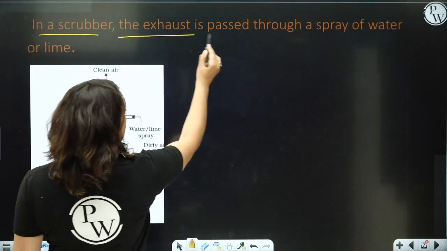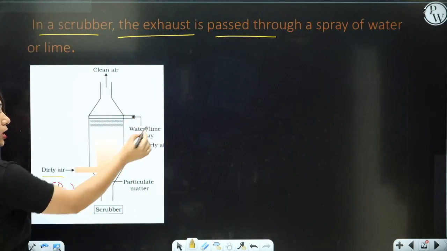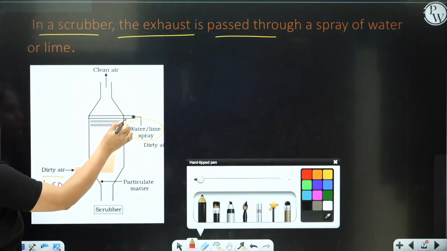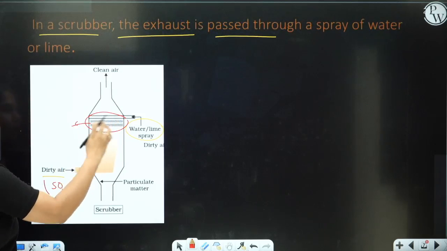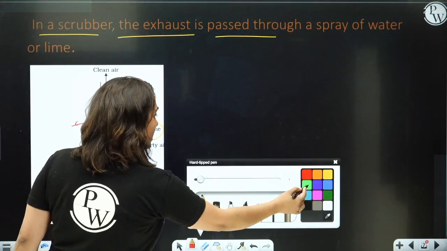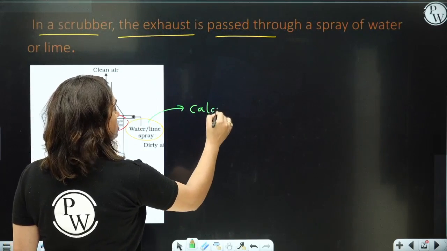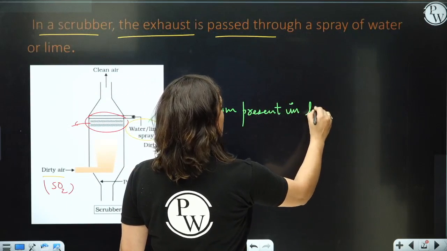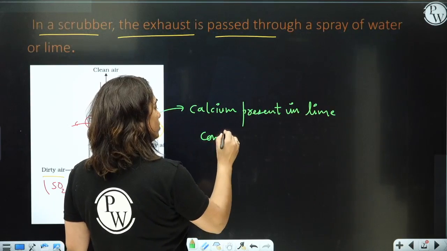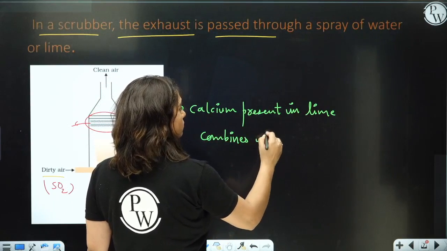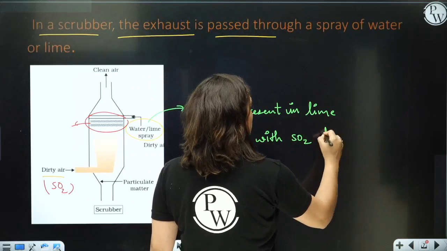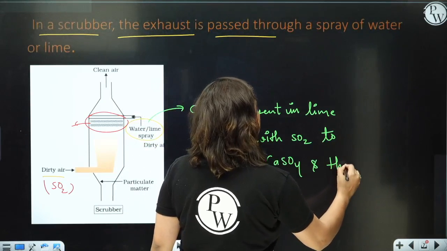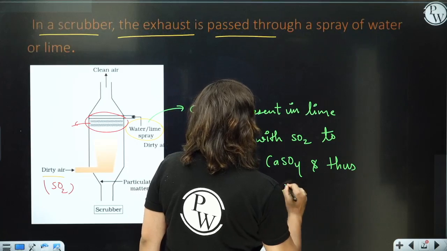In a scrubber, the exhaust is passed through a spray of water or lime. Here, the dirty air is passed through a spray of water or lime. So what happens is that the calcium present in lime combines with SO2 to form calcium sulfate, and thus SO2 is removed from the air.